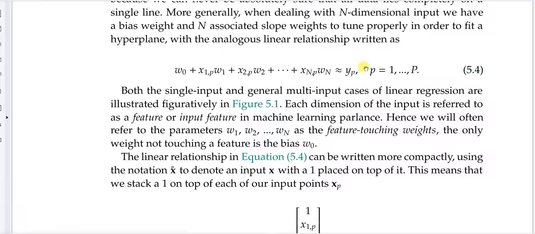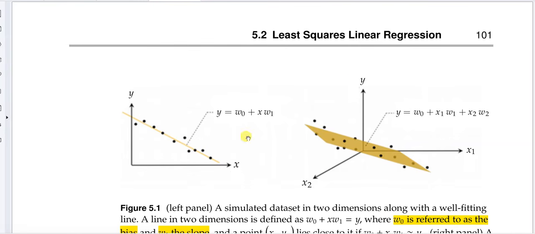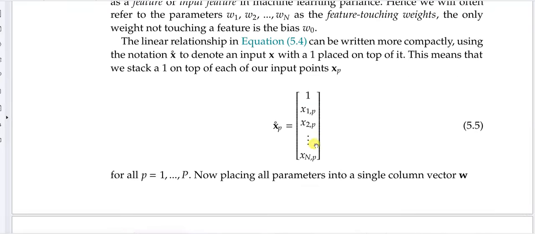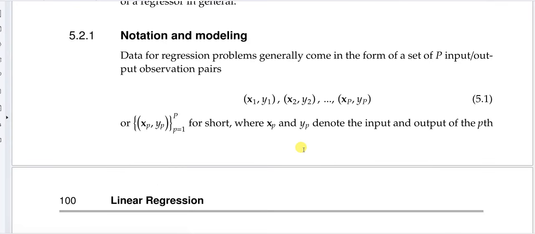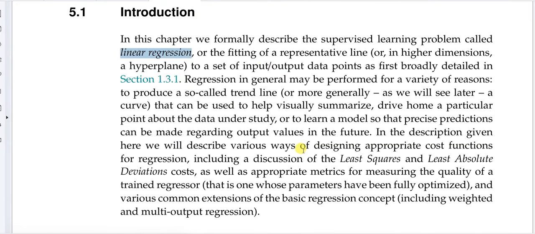And the fitting of the representative line, in one dimension, looks like this. In multi-dimensional cases the line will be turned into the hyperplane that we have seen in earlier classes. So here, fitting the representative line in one dimension, in case of higher dimensions it could be turned into the hyperplane. Then regression may be performed for a variety of reasons. Why we are using regression is to produce the so-called trend line, or an approximate line to this data.